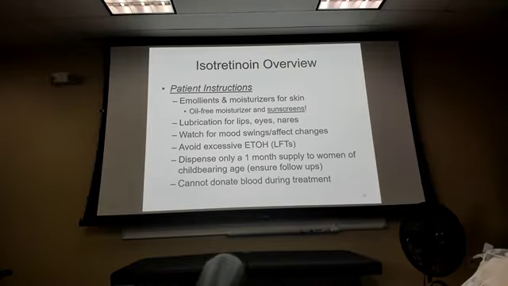Overview of instructions: emollients and moisturizers will be used as well. Go ahead and use oil-free moisturizers. And wear the sunscreen if you're out and it's causing that kind of stuff, right?